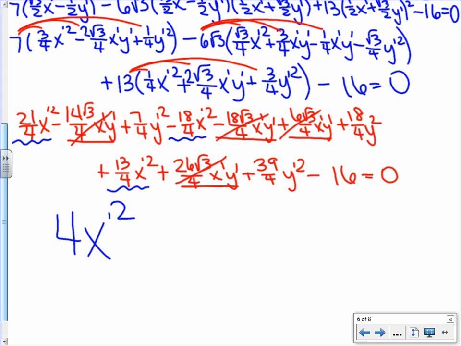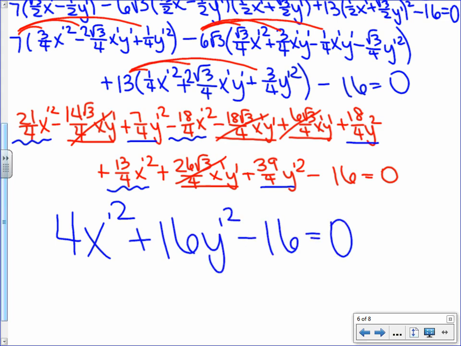Our y squared: 7 fourths plus 18 fourths plus 39 fourths, that's 64 fourths. So that would be 16. And we don't have any x's, we don't have any y's, which kind of makes it nice, right? Okay, now, here's our new equation.